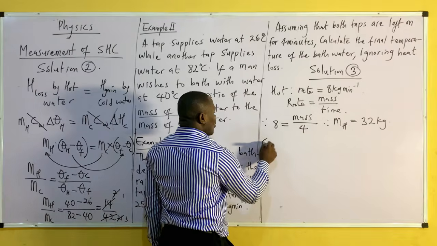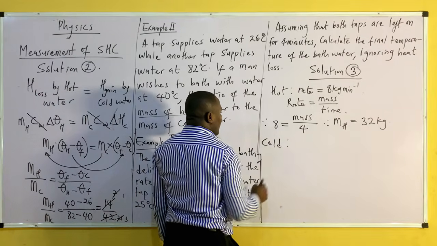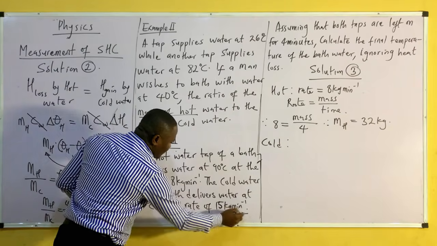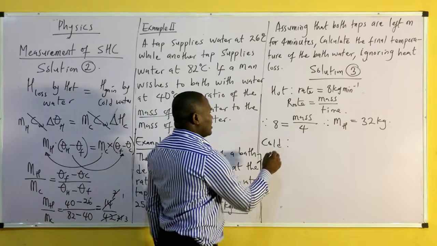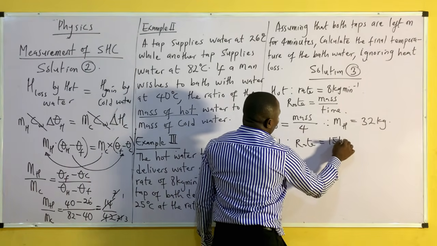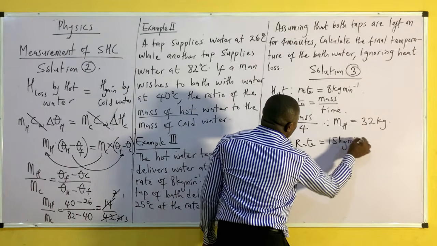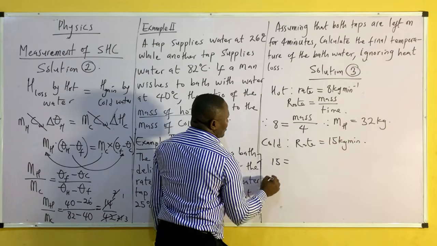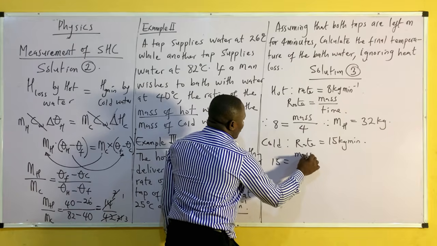What about for the cold? What was the rate for the cold? The rate for the cold is 15 kilograms per minute. Now, what is rate? Rate, which is 15, is equal to mass over time.